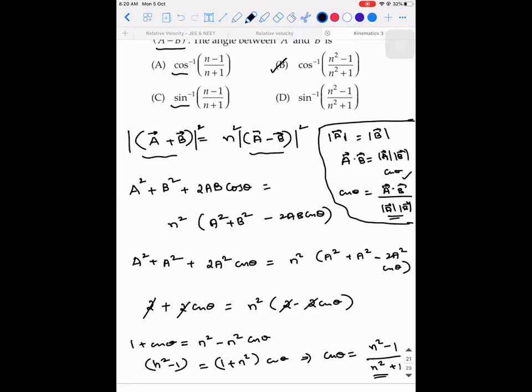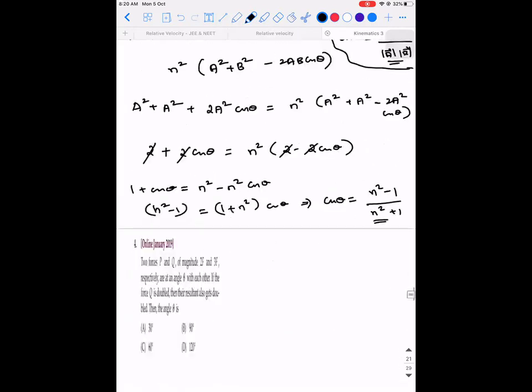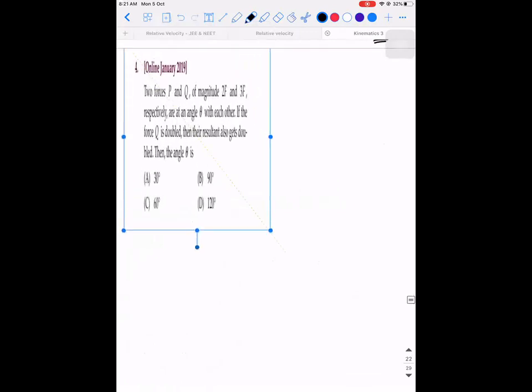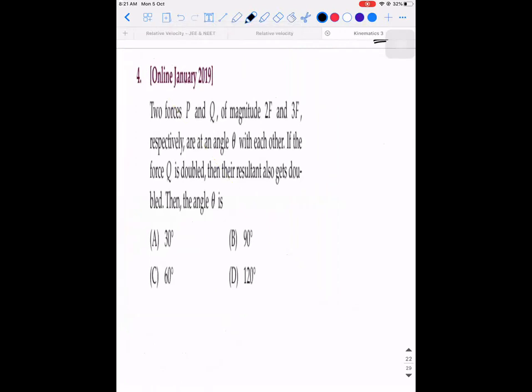Okay. So I'll move on to next problem. One last problem for today. Now observe. There are two forces P and Q of magnitude 2F and 3F respectively. They are at an angle theta with each other. If the force Q is doubled, then the resultant also gets doubled. Then the angle theta between them is.